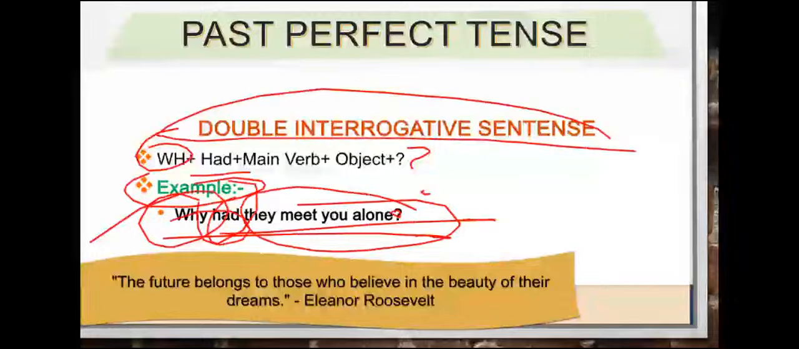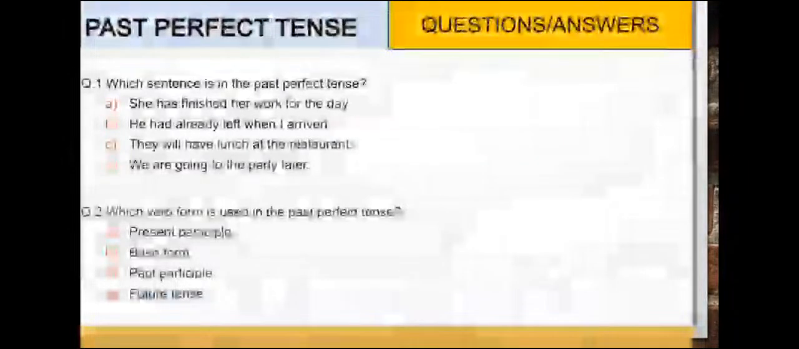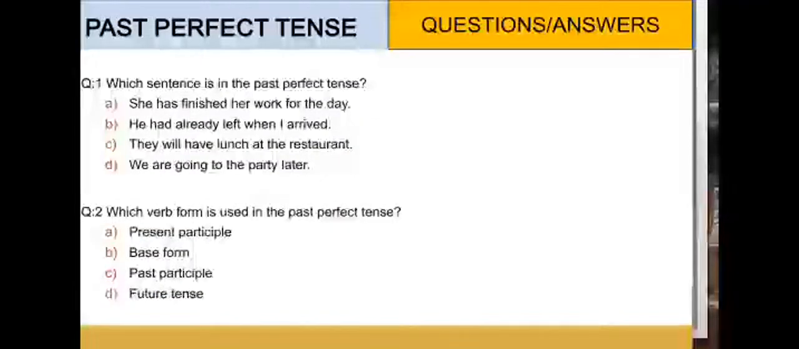And let's boost our motivation as well. The future belongs to those who believe in the beauty of their dreams. Yes, belongs to only those. If you have a beautiful dream, you will be having its reality.